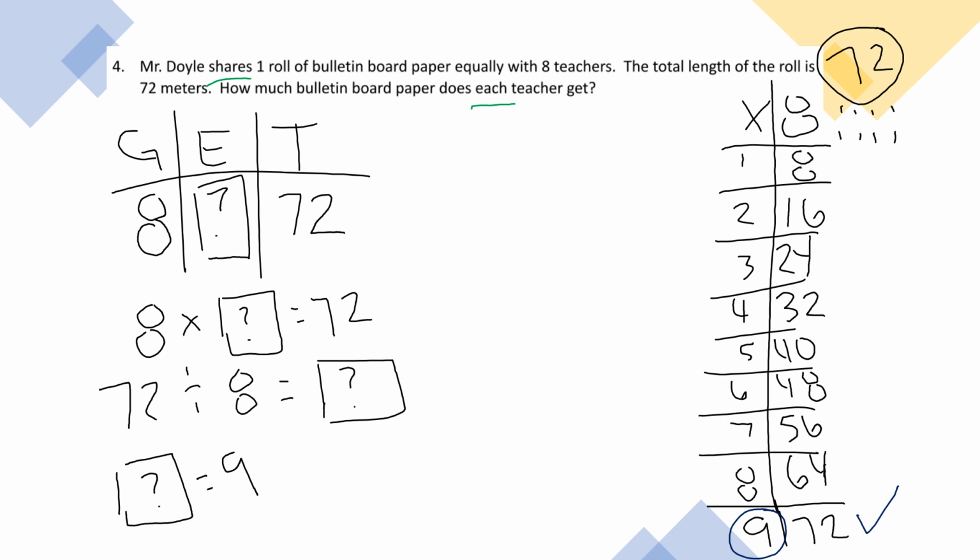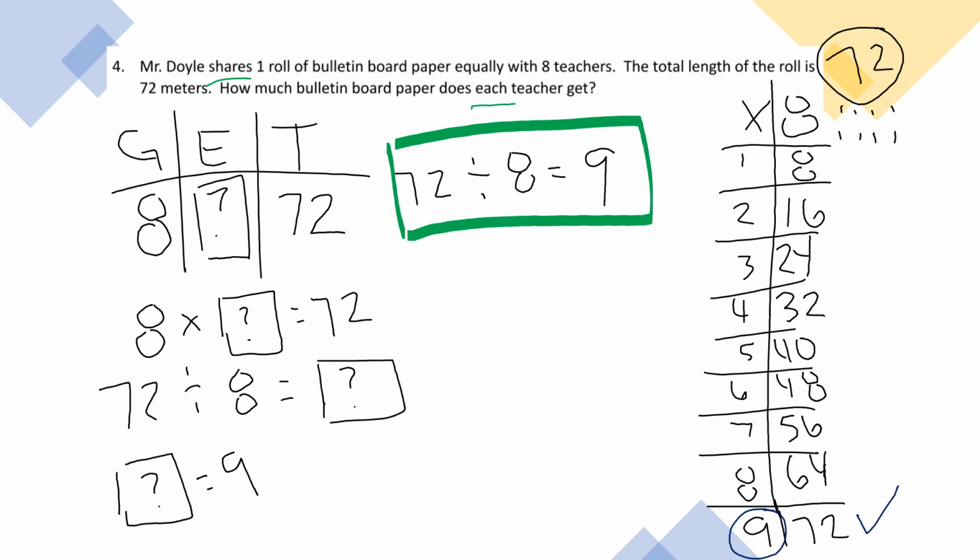And then I'll write the complete equation out. 72 divided by 8 equals 9. So that means that each teacher gets 9 meters of bulletin board paper. Okay. Now here, we just needed to read and solve, which we did. So that means we've completed number 4, and we can now move on to number 5.